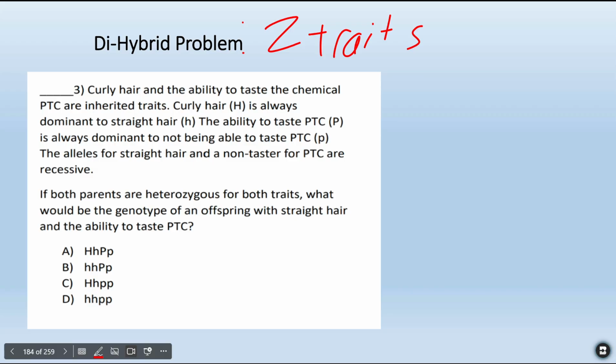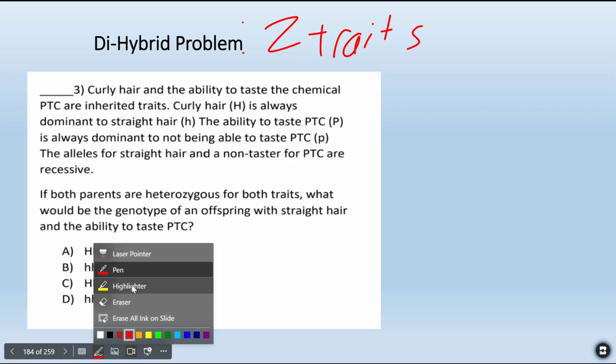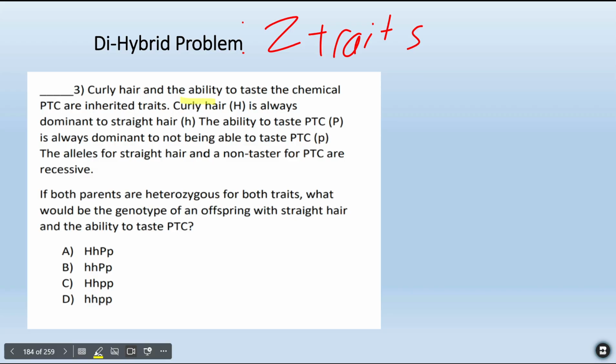So we are told that there is a curly hair trait. I'm going to highlight these. So we have curly hair and straight hair. And then we have this ability to taste this thing called PTC and not be able to taste it. If you remember, we did this PTC paper in class.